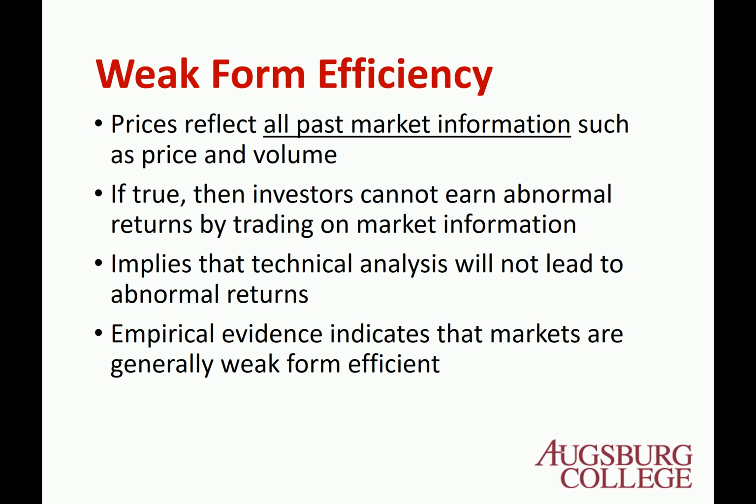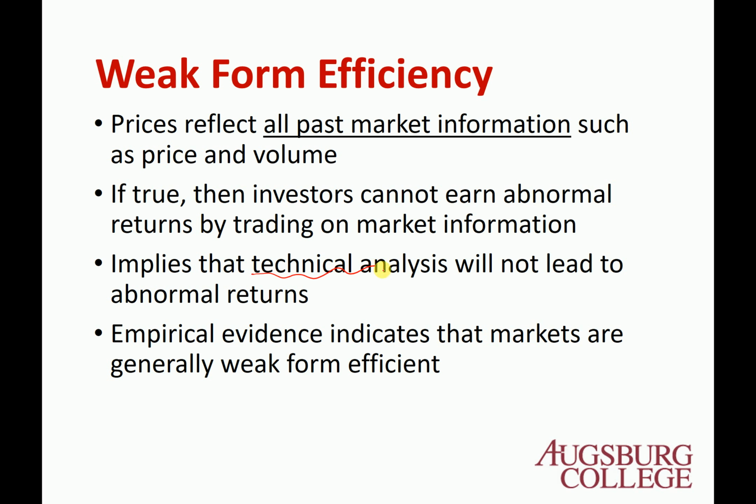Now, the third form of efficiency is called weak form efficiency. Weak form efficiency says that, among the public information, there is certain information just regarding the market: past market information, price, and trading volumes, usually found in a price chart. If it is true that investors cannot make abnormal returns by trading on this market information, and a number of people analyze this type of information, it is called technical analysis.